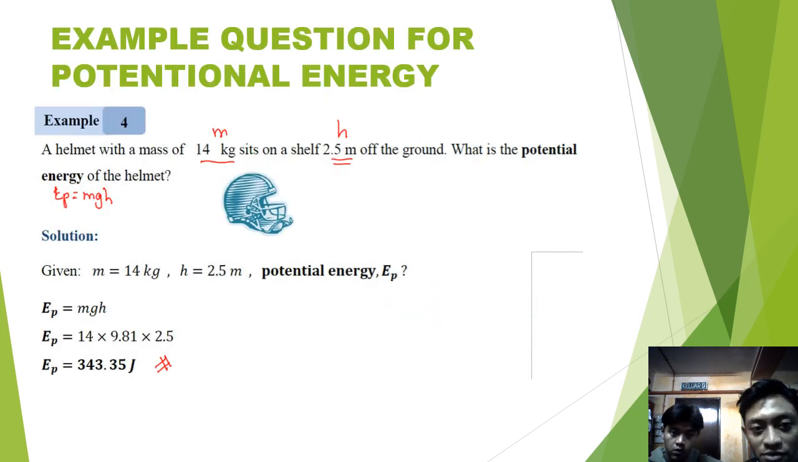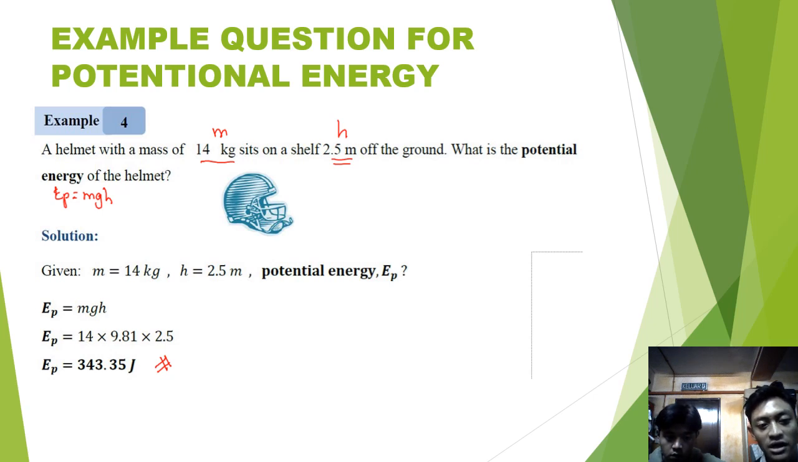Okay, example question for potential energy. For example, a helmet with a mass of 14 kilograms sits on a shelf 2.5 meters off the ground. What is the potential energy of the helmet? So the solution is we must list what is given: the mass is 14 kilograms, height is 2.5 meters, and we must calculate the potential energy.